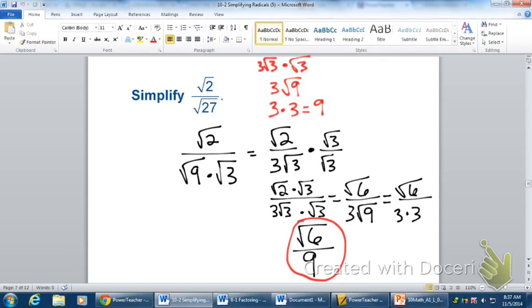So we got rid of our square root in our denominator. We got rid of that. That was our objective right there. That's what we did.